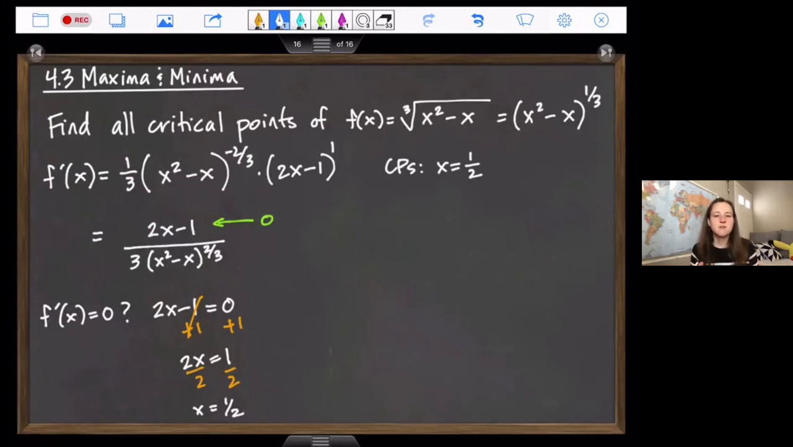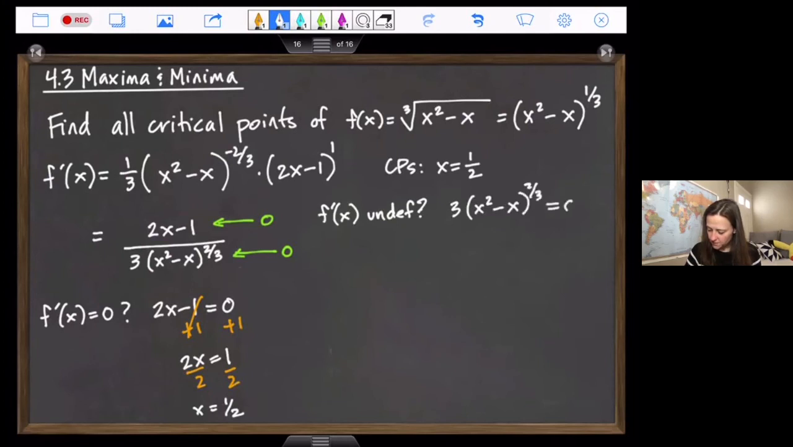So the derivative is going to be undefined at any x value that causes division by 0. So this is kind of like looking at the domain of a rational function. We're going to figure out what makes that denominator equal to 0. And so now we're going to look at the denominator equal to 0. So f prime of x undefined. We're going to set 3 times x squared minus x to the 2/3 equal to 0. First of all, that 3 is not going to be equal to 0. We can just divide both sides by 3, get rid of that, which leaves me with x squared minus x to the 2/3 equal to 0.